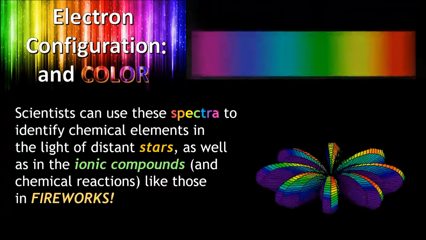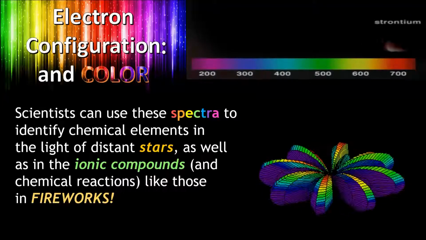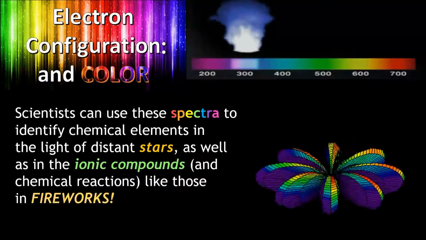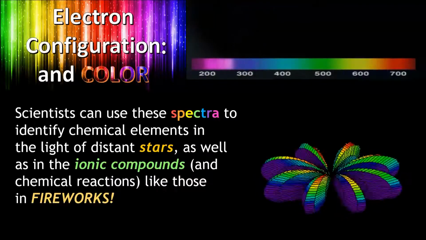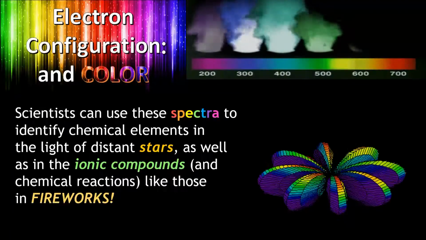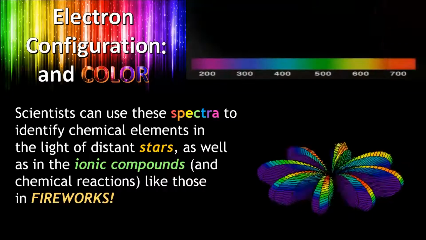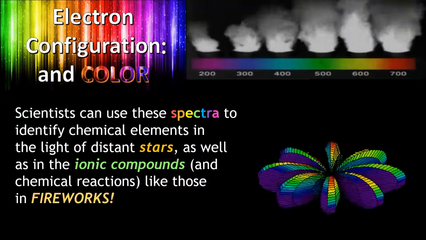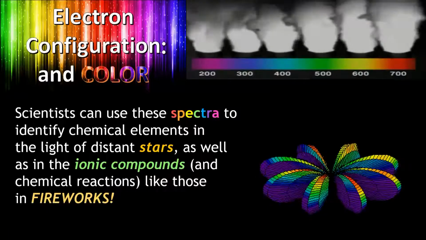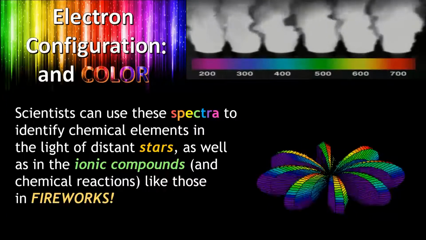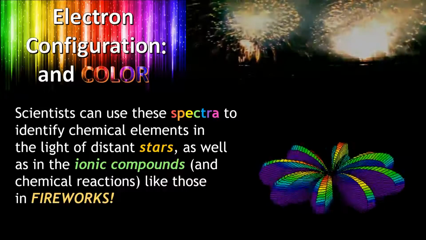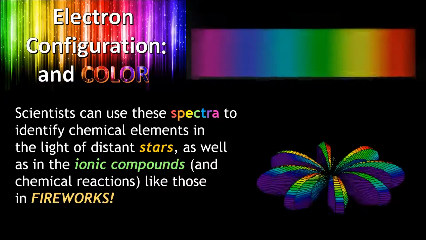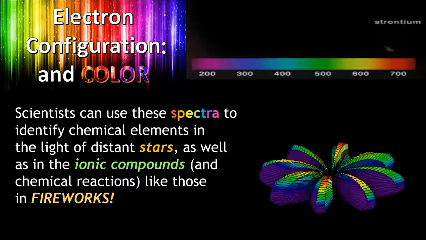Scientists can use these spectra to identify chemical elements in whatever light we're looking at. It could be the light of a distant star. It can be the light from a compound that we've ignited and which is fiercely burning in the atmosphere, such as fireworks. The compounds in fireworks have distinctive colors. Why is that? Well, because every element, when you get its electrons excited, emits particular wavelengths of light that, again, can be used to identify that element the way a fingerprint can be used to tie a criminal suspect to a crime scene.